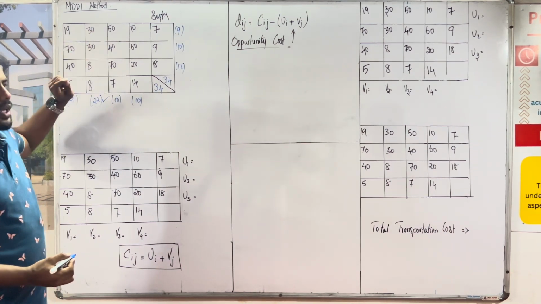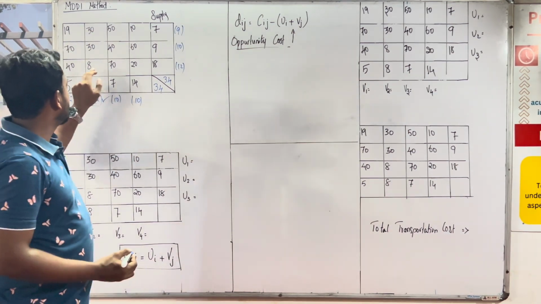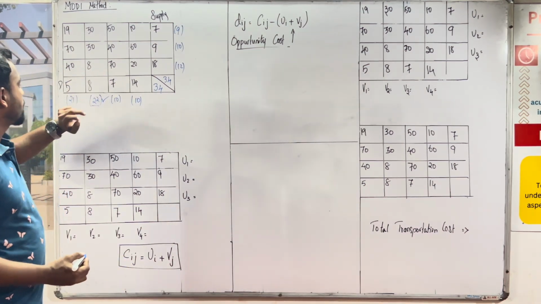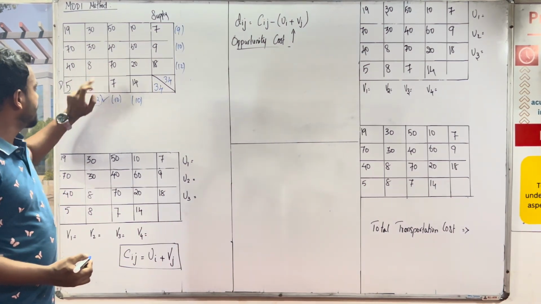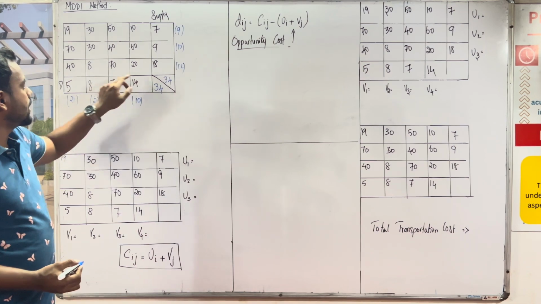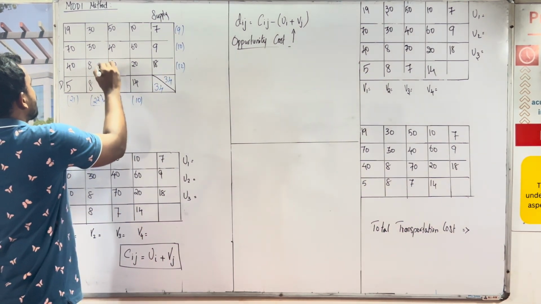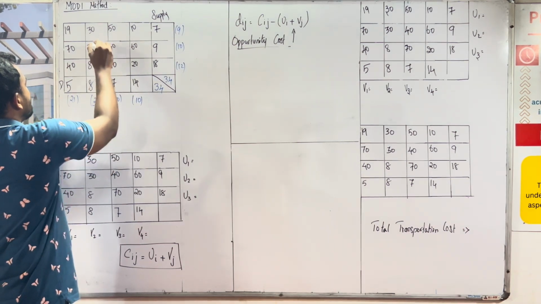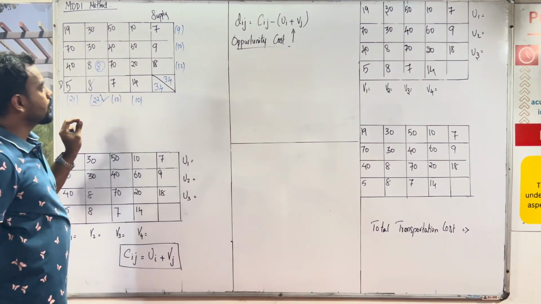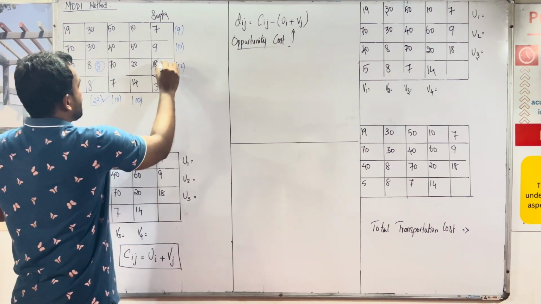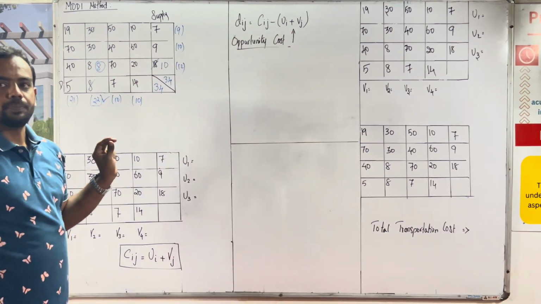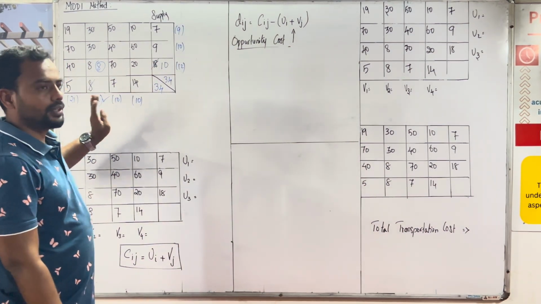In it you select the least value, which is 8, so you allocate there. The demand is 8 and the supply is 18, so the maximum we can allocate here is 8. The entire demand gets over, so you cross out the entire column, and the supply remains as 10 here. So we have made the first allocation.